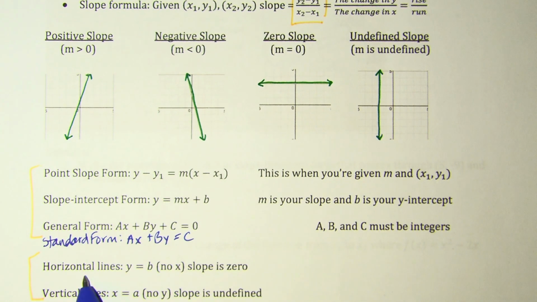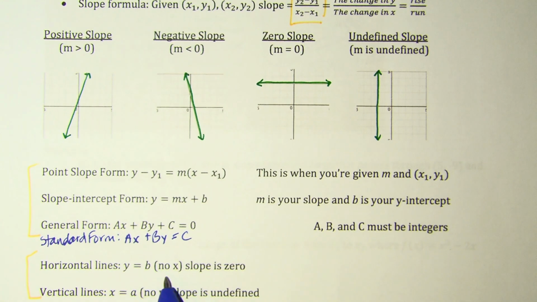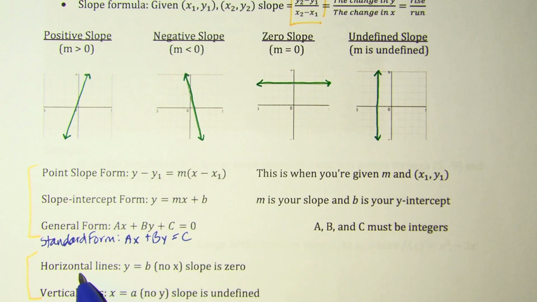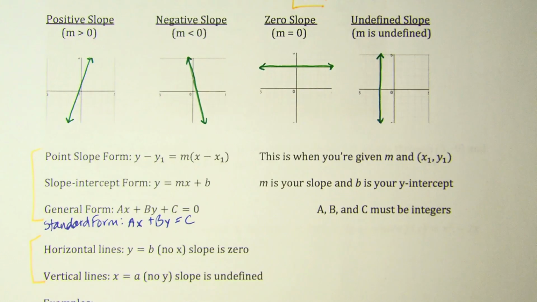Now, when we have a horizontal line, the form of that equation is just going to be y equals a number. There's no x, and the slope is 0. A vertical line will be x equals a number, no y, and the slope is undefined. So sometimes these are kind of the opposite of what students anticipate. They think horizontal lines would be x equals, since the x-axis is what's horizontal. But actually, if there's no x, it's a horizontal line. And if there's no y, then it's a vertical line.